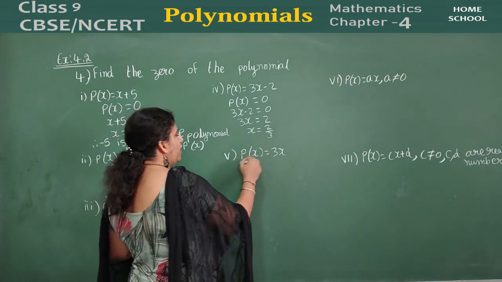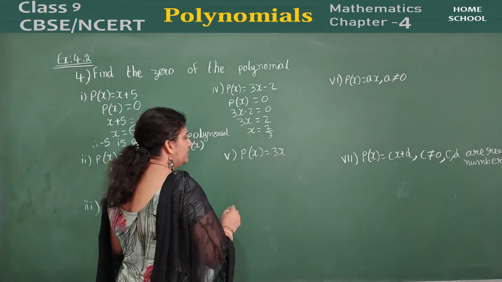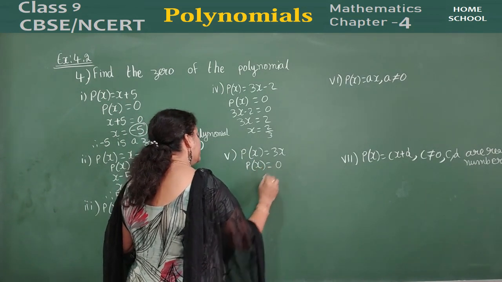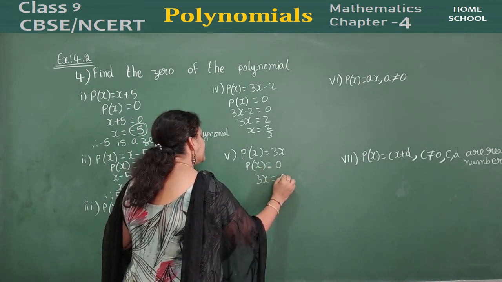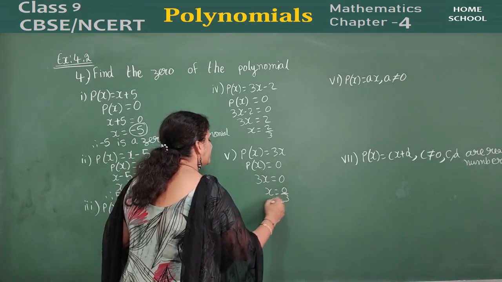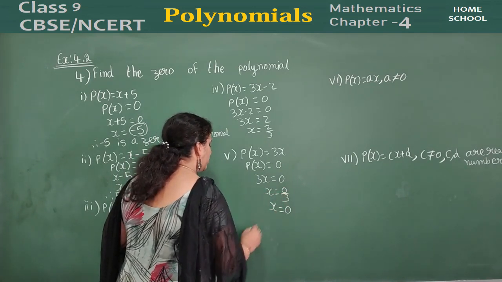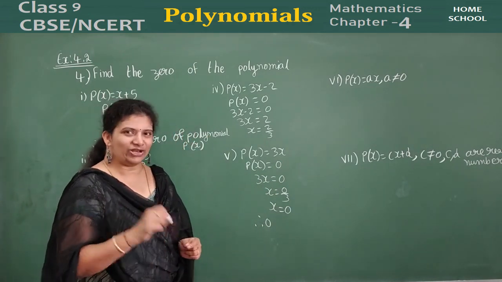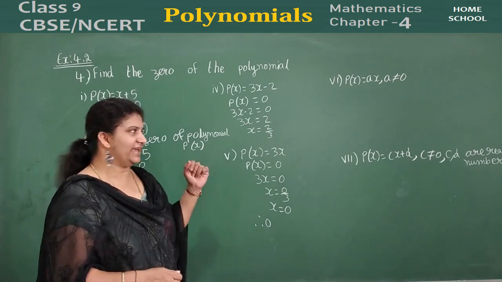So next, P of x is equal to 3x. So what are you going to do? P of x is equal to 0. 3x is equal to 0. x is equal to 0 by 3. x is equal to 0. Therefore, 0 is a zero of the polynomial P of x.